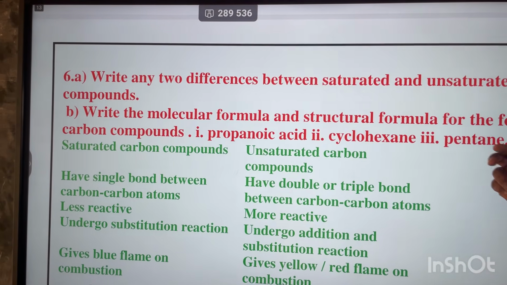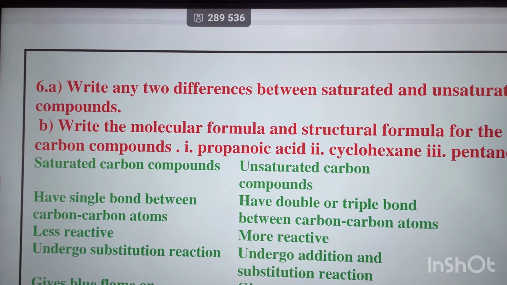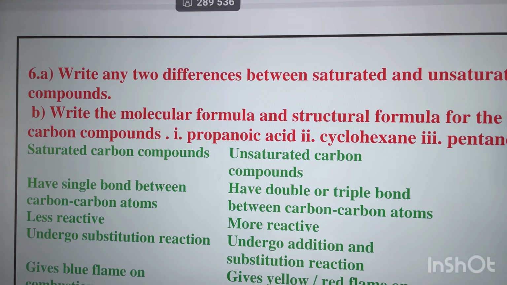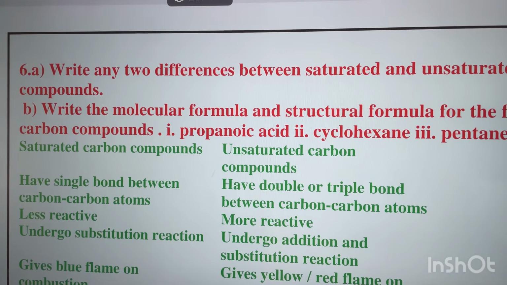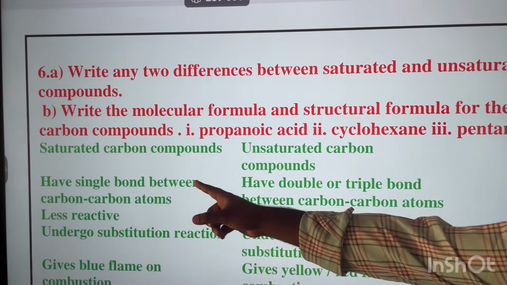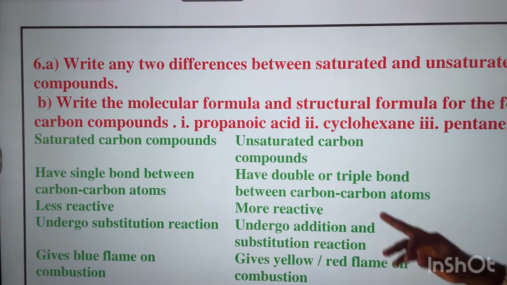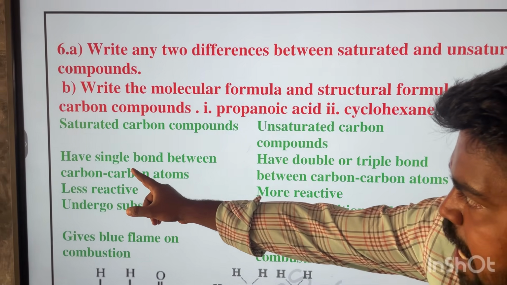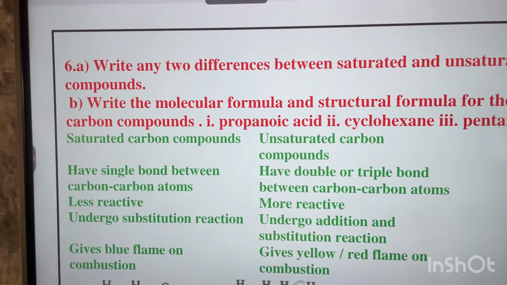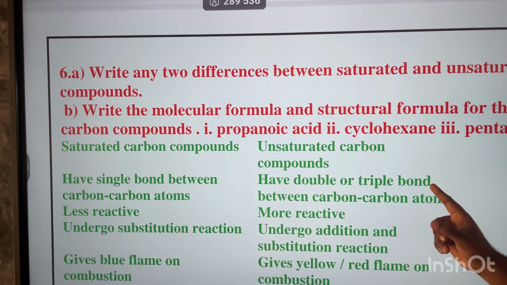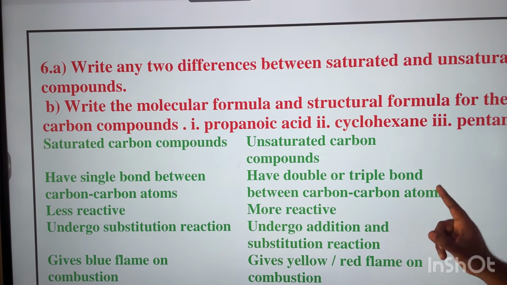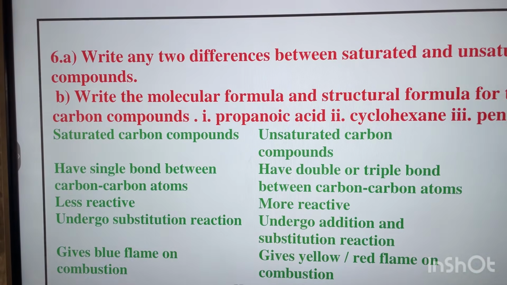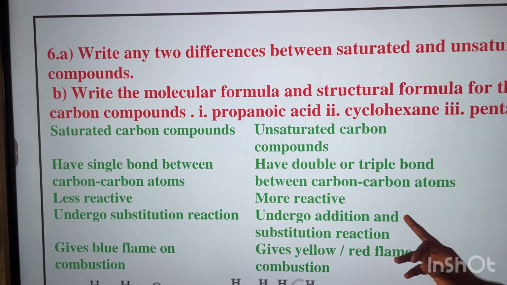Next question, write any 2 differences between saturated and unsaturated carbon compounds. They ask for the difference between saturated and unsaturated compounds. Observe saturated carbon compounds and unsaturated carbon compounds. First, saturated compounds have a single bond between carbon atoms; unsaturated compounds have a double or triple bond between carbon atoms. Observe, saturated compounds are less reactive, unsaturated compounds are more reactive.